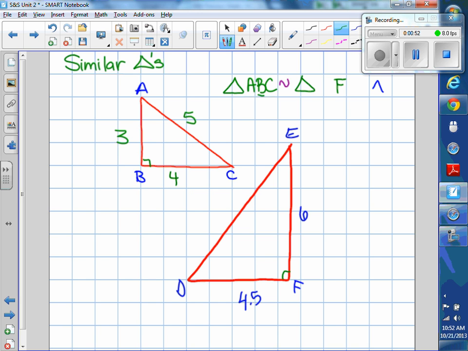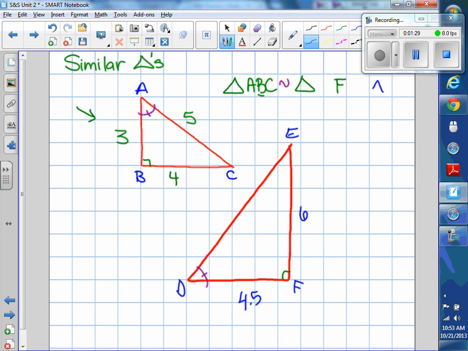The other thing is the shortest side is 3 over here. So the shortest side over here is going to be 4.5. So that means I go from the right angle B to A, so I'm going to have to go from F to D. Does that make sense? So D has to be the angle that matches up with A. And in geometry, we show that they're equal a lot of times by putting little markers here. I'm doing that so you can keep it straight.